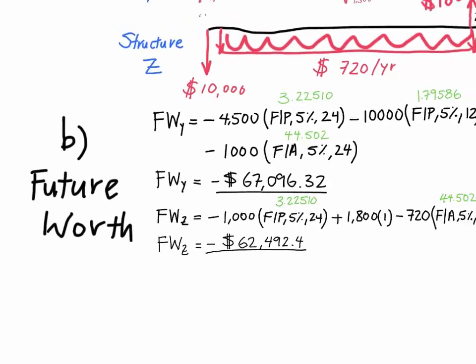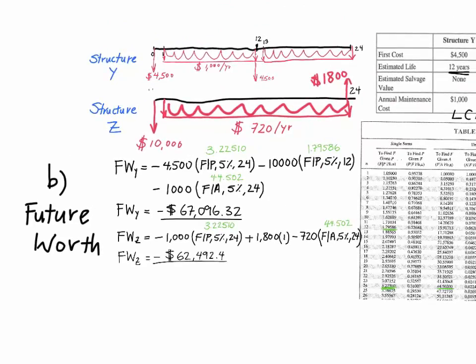So here again, we set already the problem and we know the components of every cash flow. So we have here one, two, three parts for the first cash flow for structure Y. So this one, 45, you bring it to the future by F given P, 5%, 24. That one, F given P, but now for 12 years only. And then this whole series from the beginning to the end, 24 years, you'll bring it to the future by F given A. So future worth: F given P, F given A. So it's F given something.